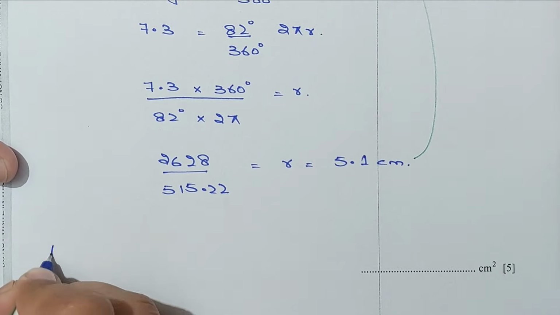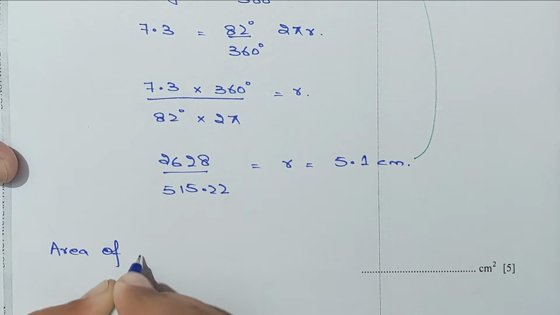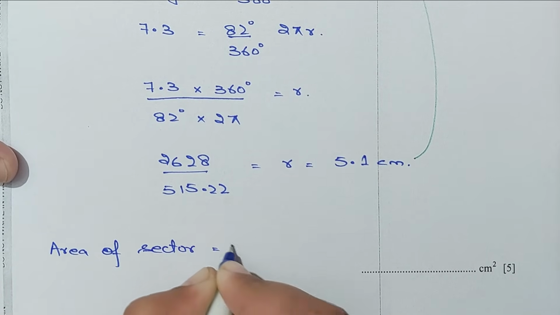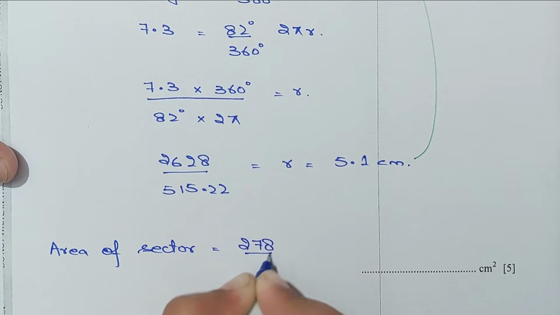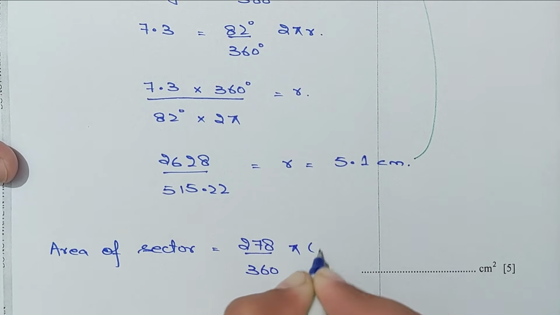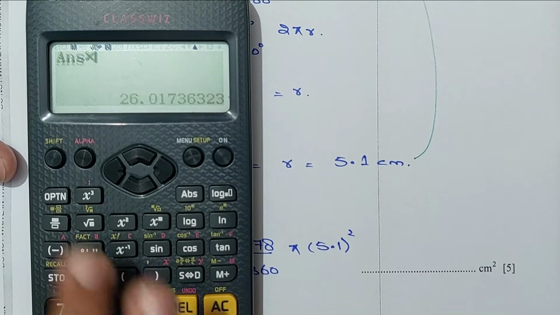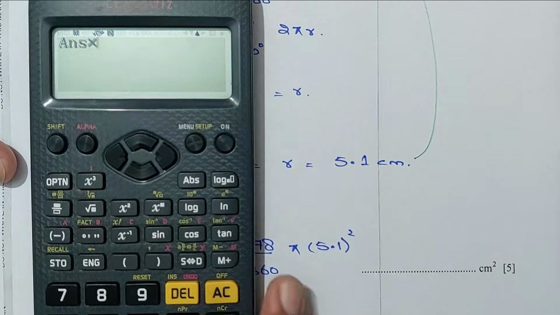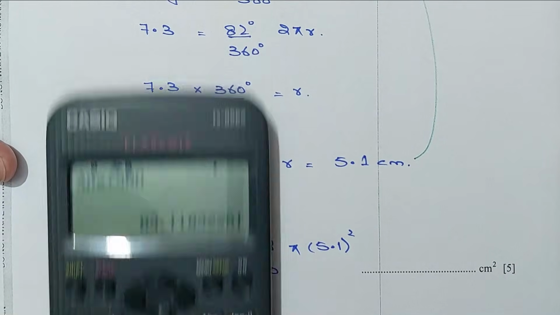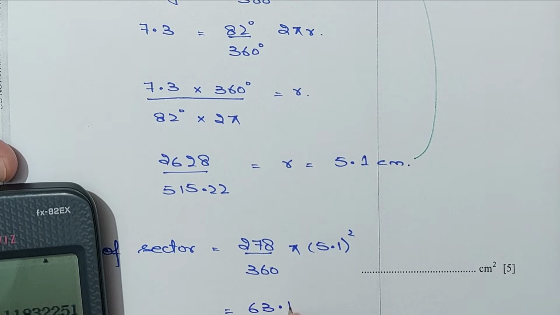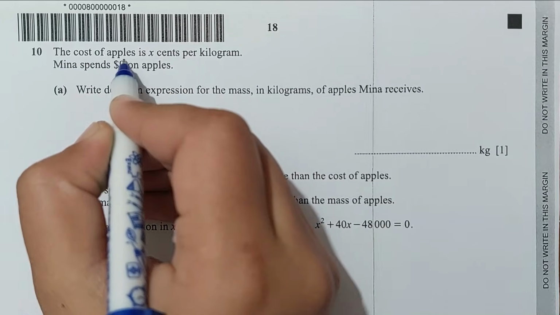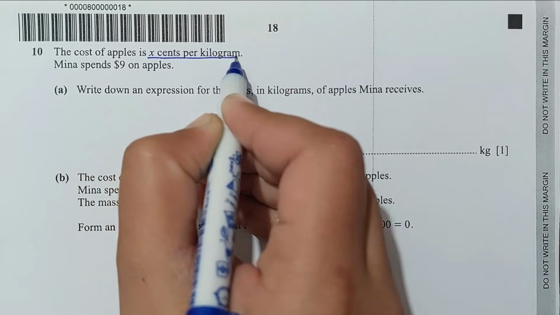You will get the area of the major sector. We can say the area of a sector, the major sector, is theta, 278, over 360 times pi times the radius squared. Take the radius squared, times pi, times 278 and divide by 360. We get 63.118, or we can say 63.1 centimeters squared.